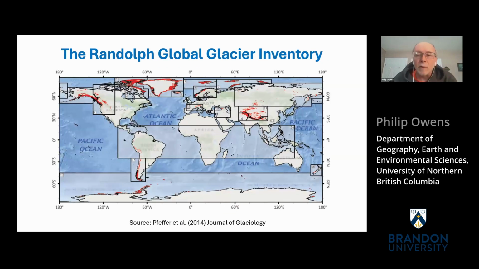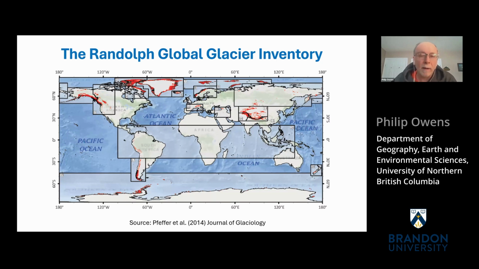If we look at the distribution of glaciers throughout the world, here's a map based on a glacier inventory called the Randolph Global Glacier Inventory. The areas in red are where we have active glaciers on the planet at the moment. You can see obviously parts of the world that you're probably familiar with having glacial environments. Obviously, we see parts of Western Canada, Alaska.